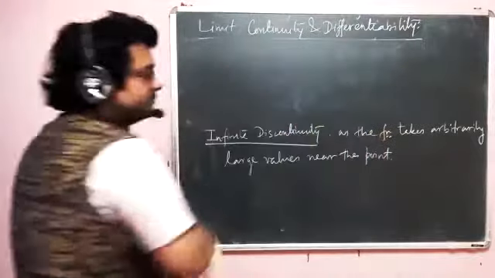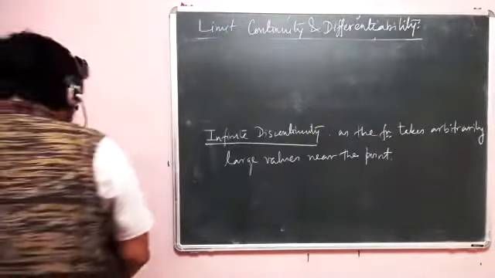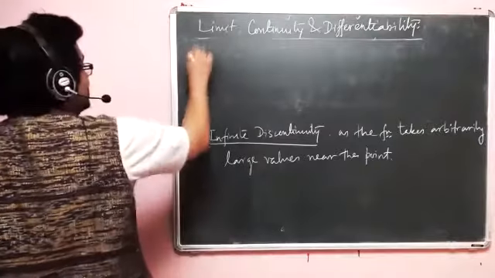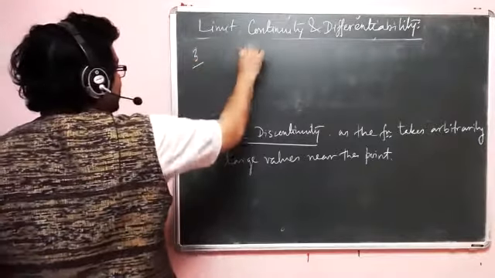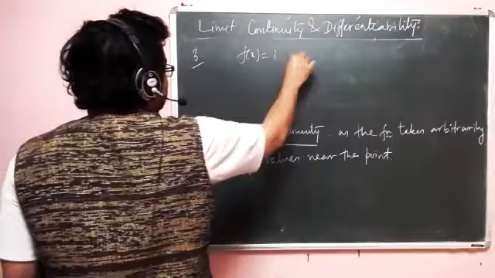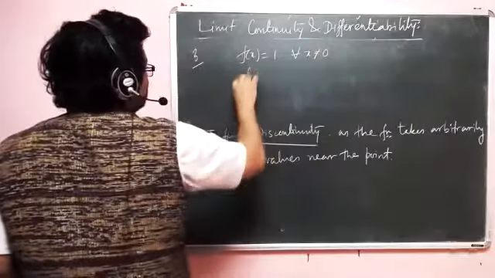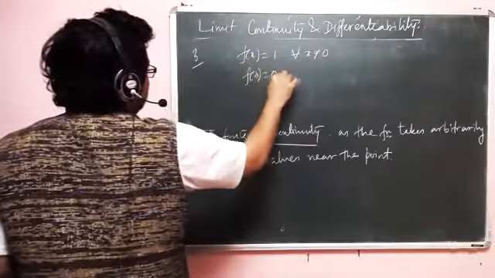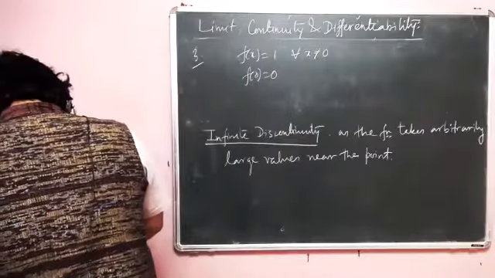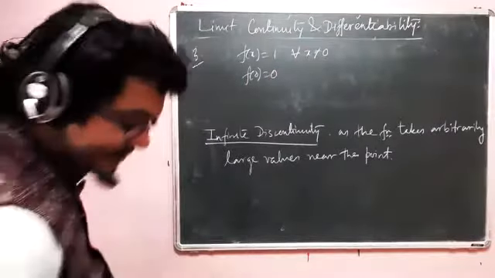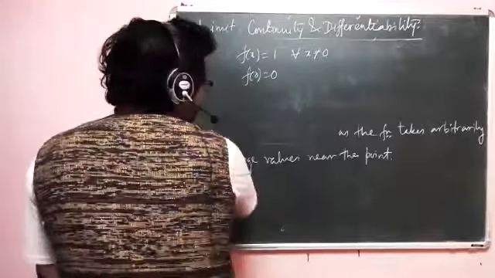Okay. And for that matter, we also know what the third problem of ours is, and that is f(x) equals 1 for all x not equal to 0, and f(0) is equal to 0. Okay. Now, what is the nature of this discontinuity?